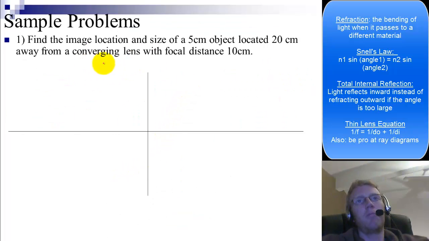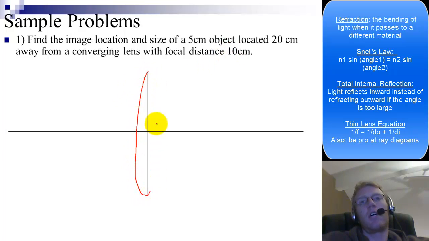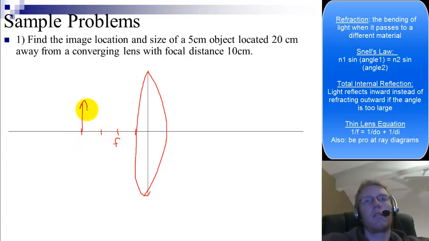Okay, let's do a couple of sample problems, just sketching it out. Find the image location and size for an object 20 centimeters away from a converging lens with a focal length 10 centimeters. So here's a converging lens. I like to draw it like this. Focal length 10 centimeters, so let's do 5. There's my focal length, and then 5, 10. There's my object. It's at 20. The focal length is at 10.